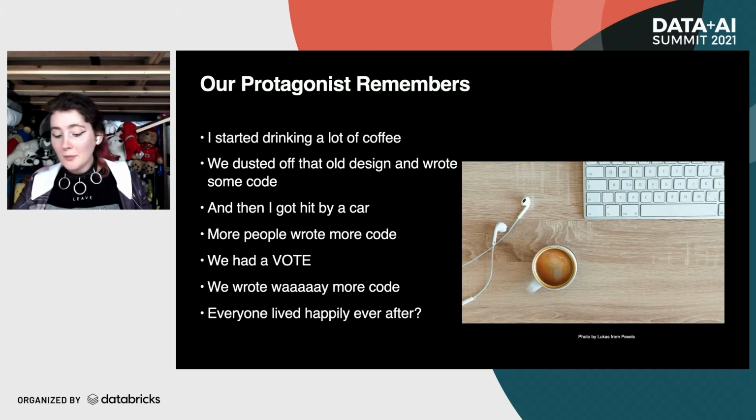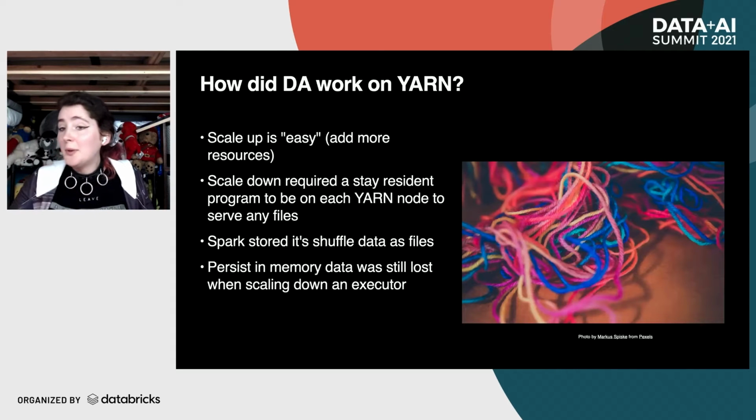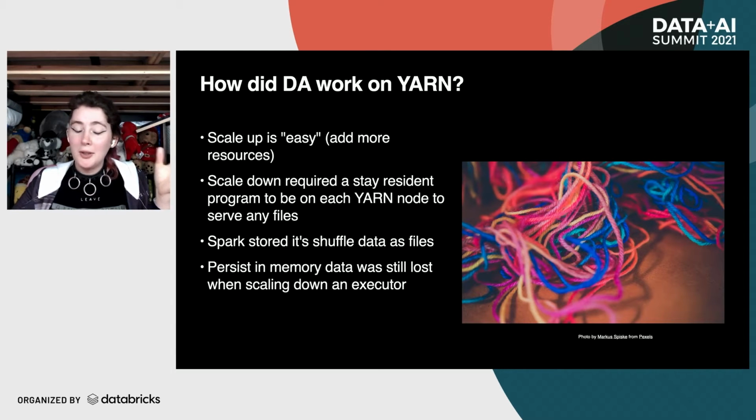So with that being said, for a little bit more context, how did we do dynamic allocation on Yarn? Scaling up with a model like Spark is relatively easy, right? Our problem only occurs when executors are going away. Adding more resources is a-okay, right? It's very much like budgets. Adding more money to a problem is fine, taking the money away, very sad.